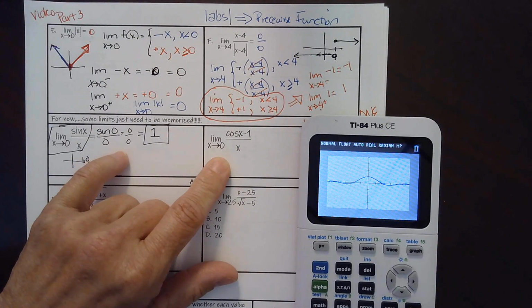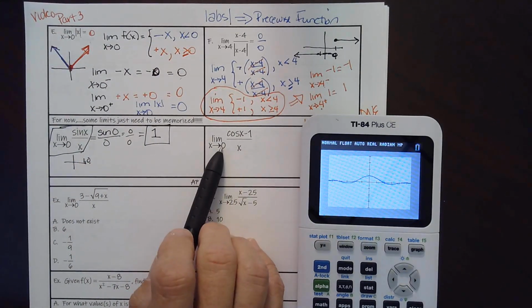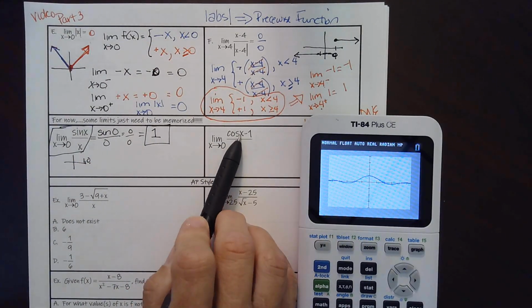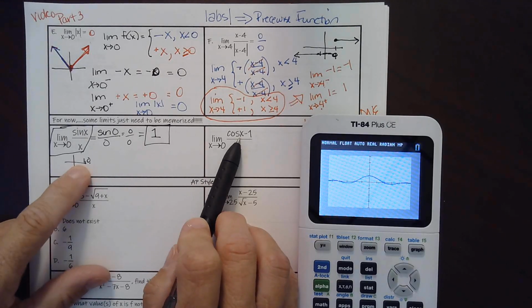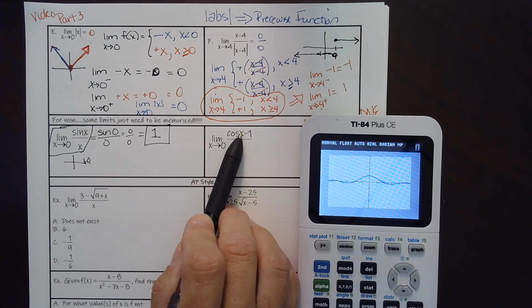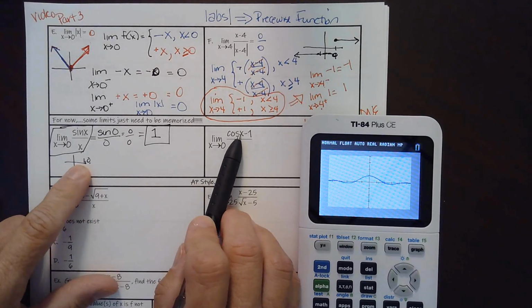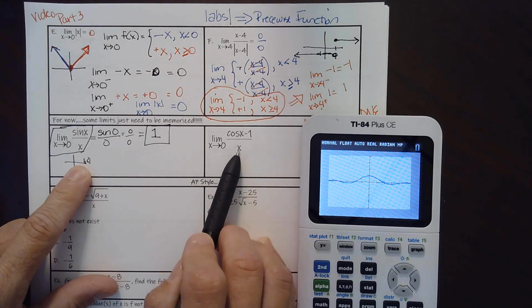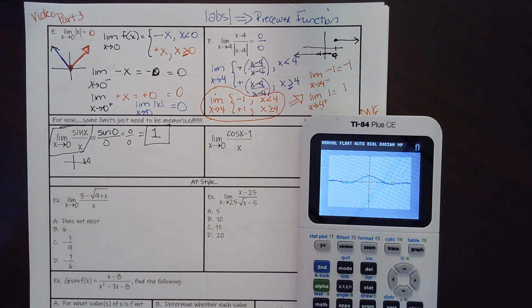Let's look at this one. If I substitute 0 for x here, I'm even going to use my circle information over here. Cosine of 0 is 1. 1 minus 1 is 0 over 0. So again, let's graph this and see what it looks like.